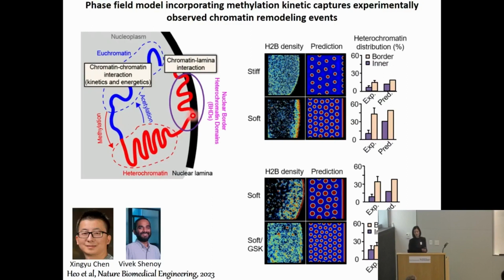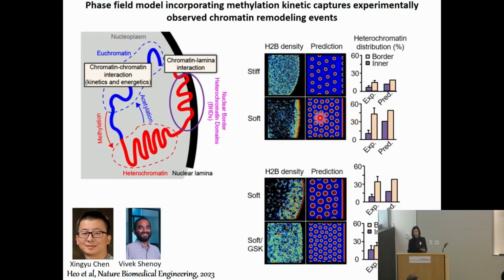But in addition to this chromatin interaction, he also includes rates of methylation and acetylation, with the assumption that repressive methylation modifications will convert euchromatin into heterochromatin, and the active acetylation reactions will convert heterochromatin into euchromatin. So there's interconversion between euchromatin and heterochromatin. And if he assumes on soft substrates that there is a higher repressive methylation rate, like we showed in our experiments, he can fully recapitulate our experimental data in his model.